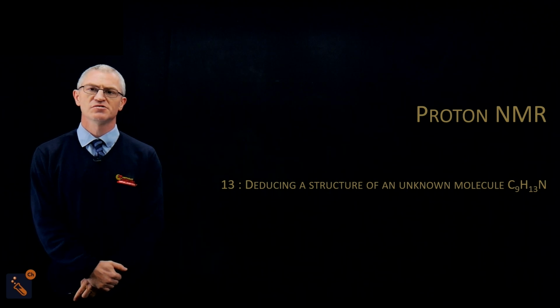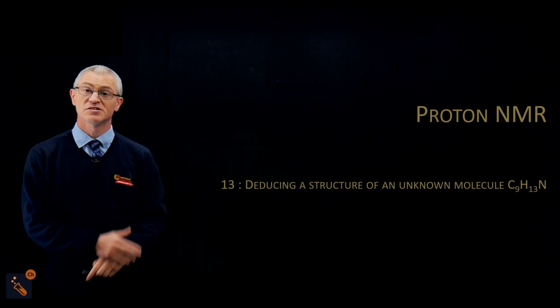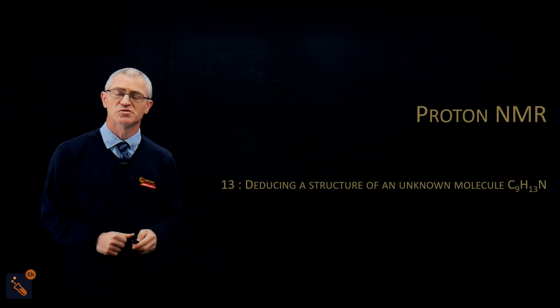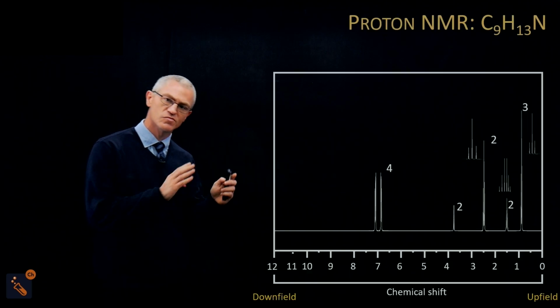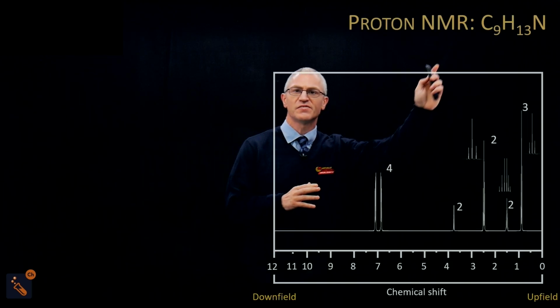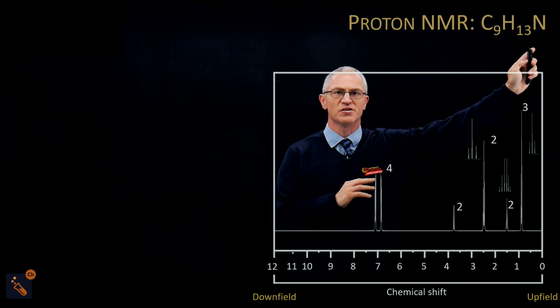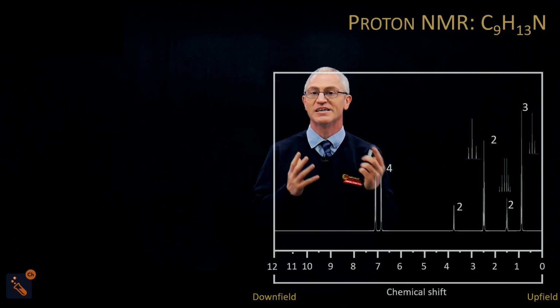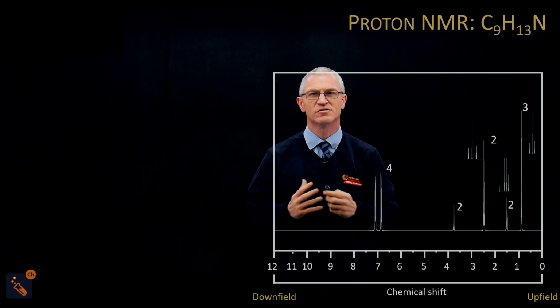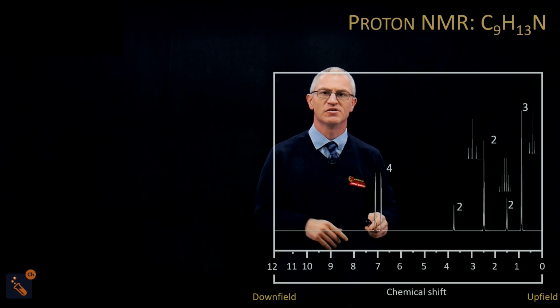In this video, we're going to deduce the structure of C9H13N and introduce a new functional group to look at. So, we've got the NMR here as we normally do. Let's have a look at the formula. We know we've got nitrogen, so it probably is going to be something like an amine. So let's have a look.